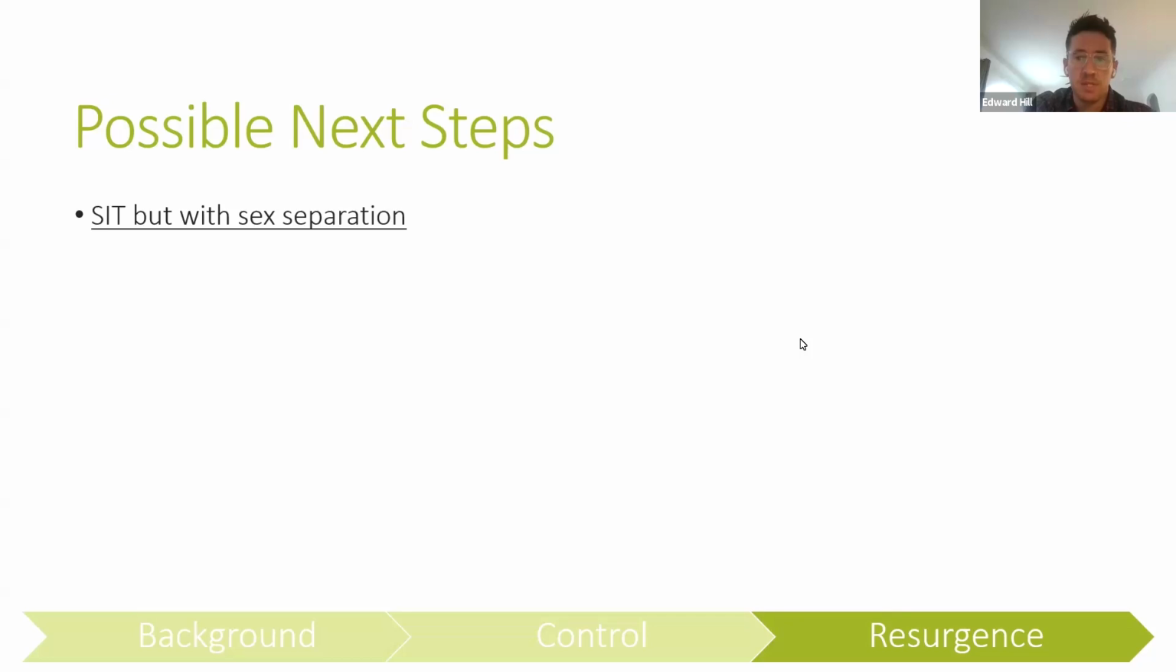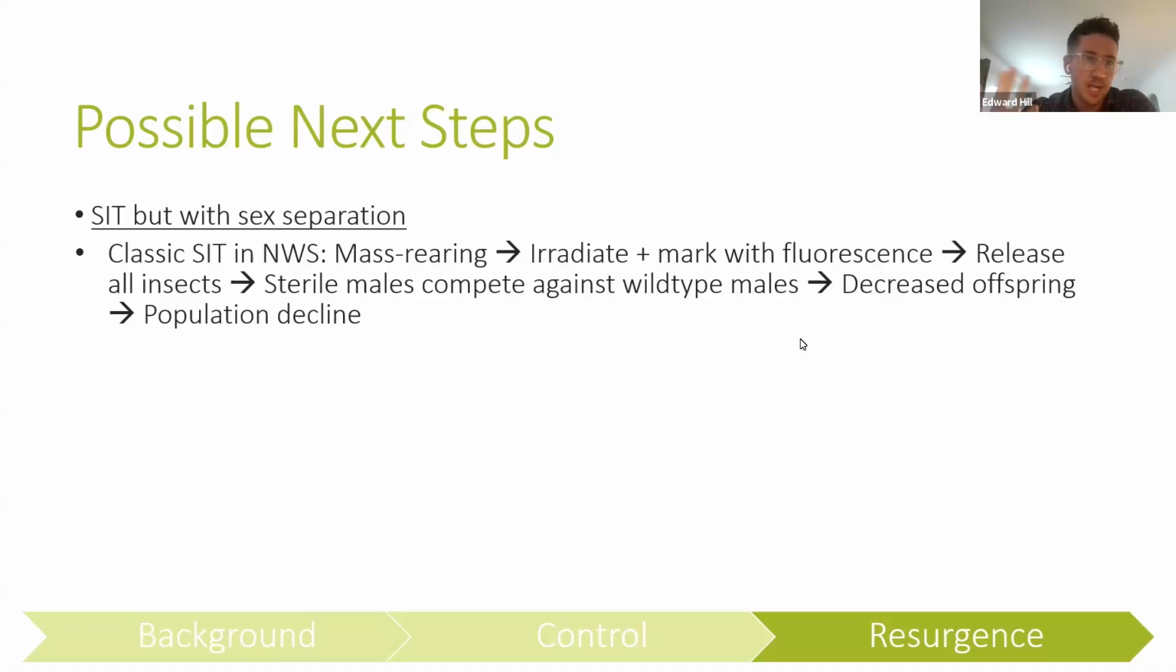To explain what this is, let's revisit what we've been doing with New World screwworms up to this point. Basically, we mass rear these insects, we irradiate them, we mark them with fluorescence, we release all the insects. Sterile males compete against wild type males, and offspring and population decline. The key feature here is that SIT up to this point has relied on mixed sex releases. That is to say, we've been releasing both sterile males and sterile females into the environment, because it's not females that are the issue, it's the laying of eggs, which is the issue.